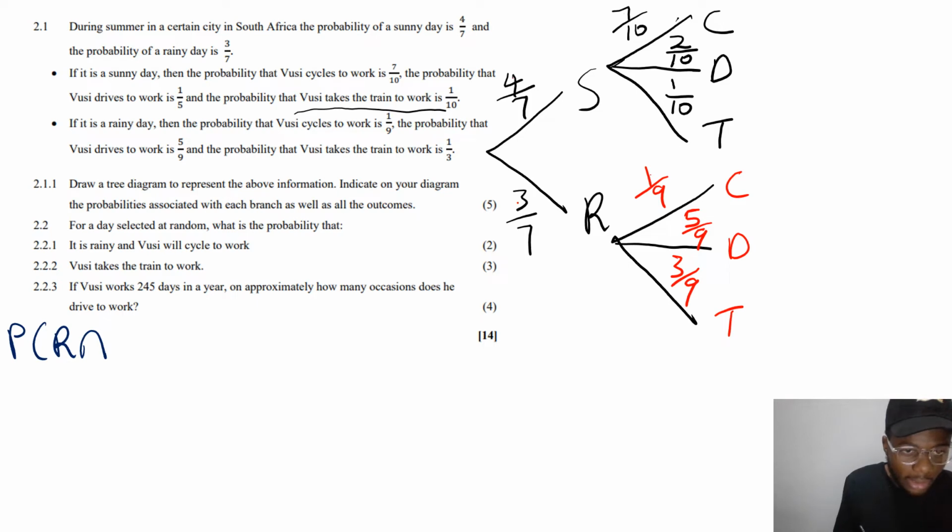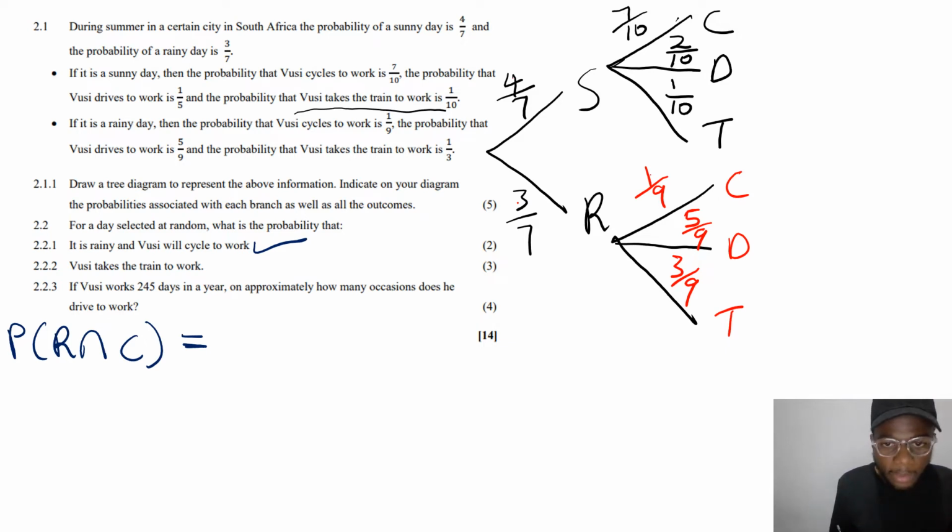Vusi is going to use what? He cycles to work. Okay, you're going to use his bicycle. Okay, let's check. Now we're going to focus on a rainy day only. Let's just forget about the sunny day for this question.